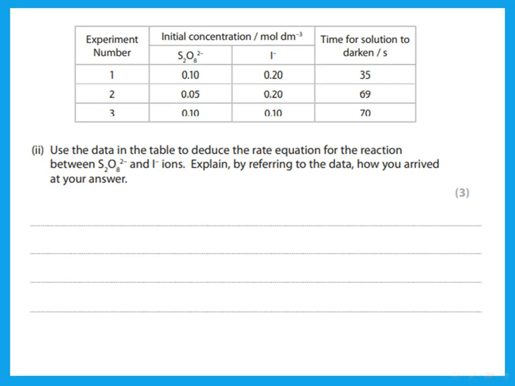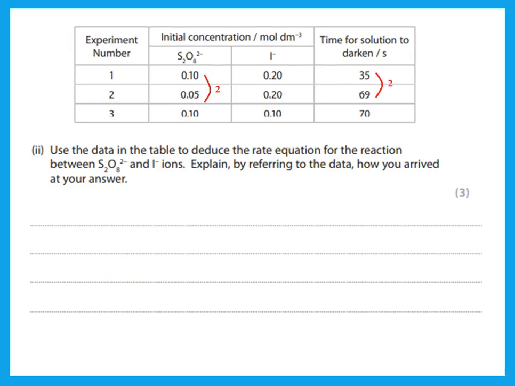So we have a table and we're trying to get the order of the reaction. Okay, so which one do we start with? We can start with the persulfate. We look at experiments 1 and 2. Going from experiment 2 to experiment 1, what happened to the persulfate? It doubled. Now what happened to the time? Remember that this is time. Now the time has become half. That means the rate has doubled. When the time becomes half, that means the rate has doubled.